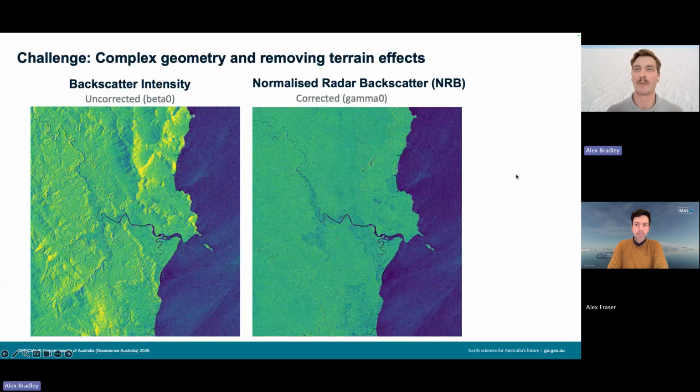So when we talk about our product, I think this slide really says it all. This is the first analysis-ready data product that we're producing, which is called normalised radar backscatter, or NRB. Sometimes it's also referred to as gamma naught backscatter.